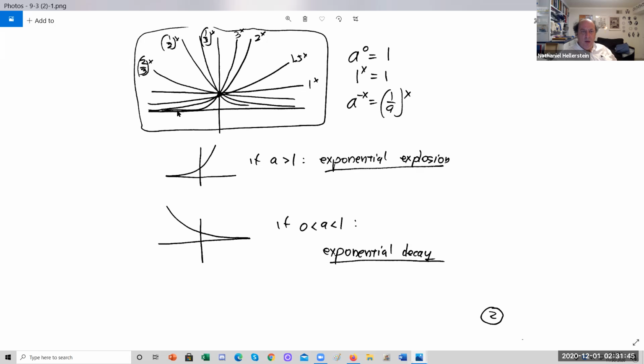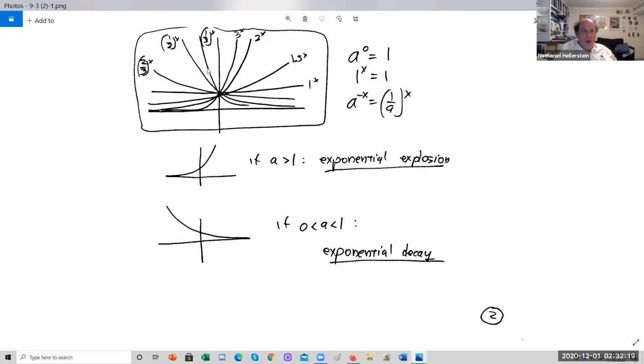Let's see. Here's 3 to the x, starts small, ends big. Here's 2 to the x, starts small, ends big. 1.5 to the x, small to big. Now, 1 over a to the x is the same as a to the negative x. So here's a graph of 3 to the x, and here's a graph of 1/3 to the x, which looks like the 3 to the x graph flipped left for right. The half to the x graph is the 2 to the x graph flipped left for right. The 2/3 to the x graph is the 3/2 to the x graph flipped left for right.